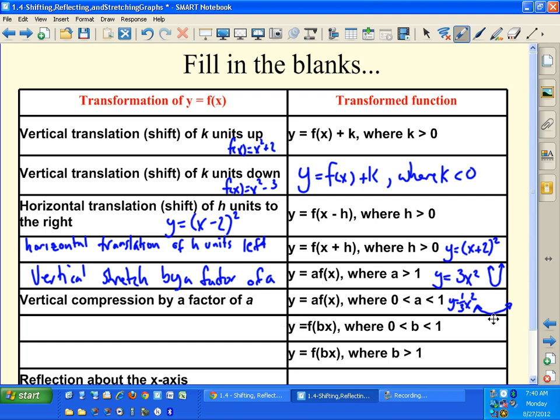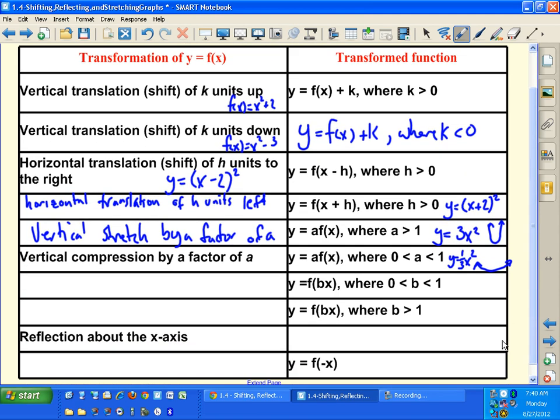Now these next two are ones that we don't use very often, but we need to kind of talk about them. They do happen. Where these come up is basically in our trig functions when we start talking about different things. And so when we put a b value inside the function, where the function might be like y equals 3x squared, well, that'd be 1/3 x squared because it's got to be between 0 and 1. We get a horizontal compression.